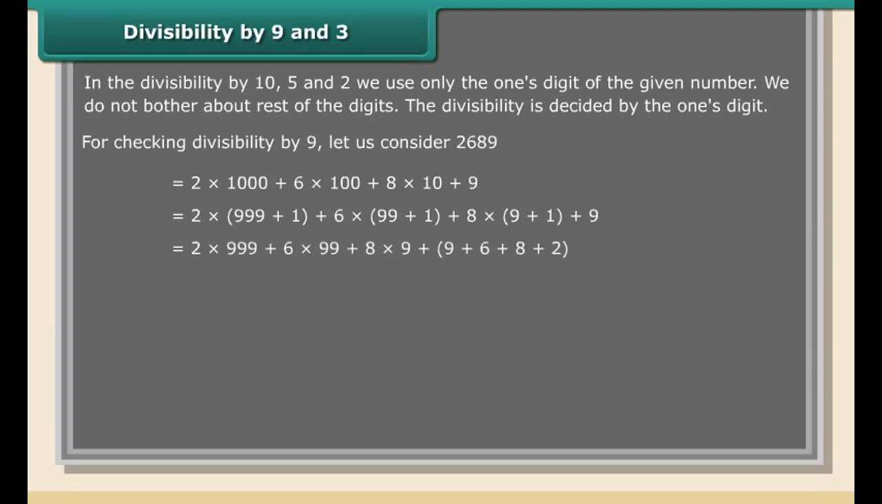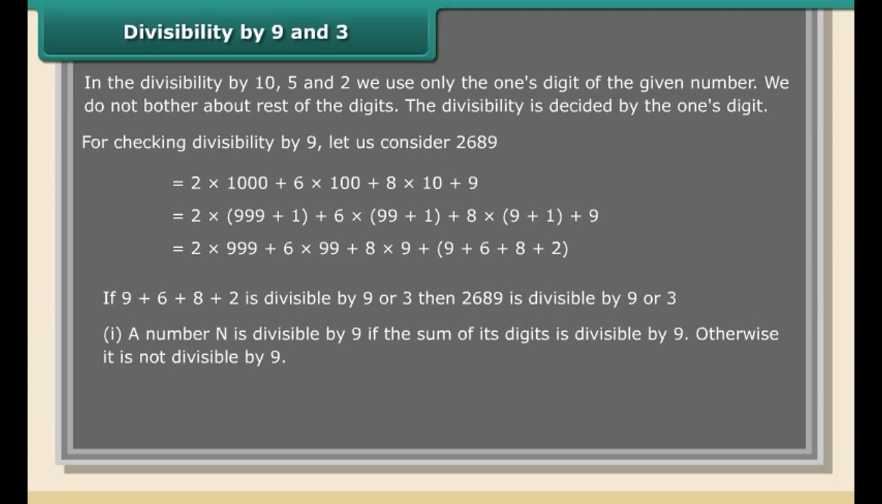Any number PQR written as 100P plus 10Q plus R: 100P and 10Q are divisible by 2 because 100 and 10 are divisible by 2. As far as number R is concerned, it must be divisible by 2 if the number is divisible by 2. So, R has to be 0, 2, 4, 6 or 8, only then the number is divisible by 2. Divisibility by 9 and 3.